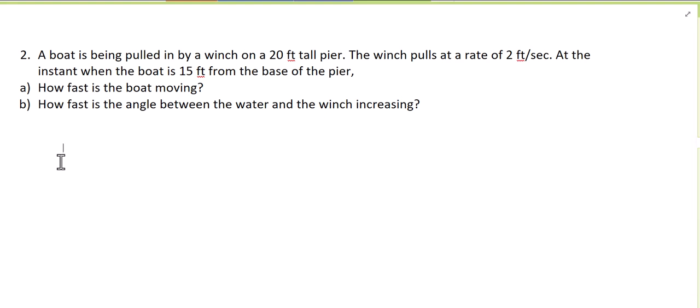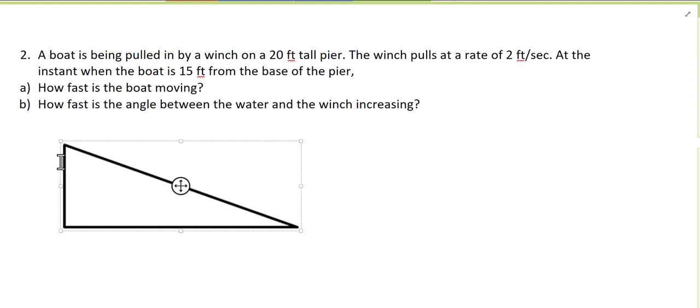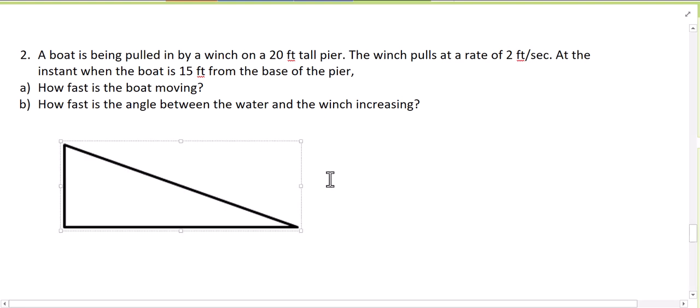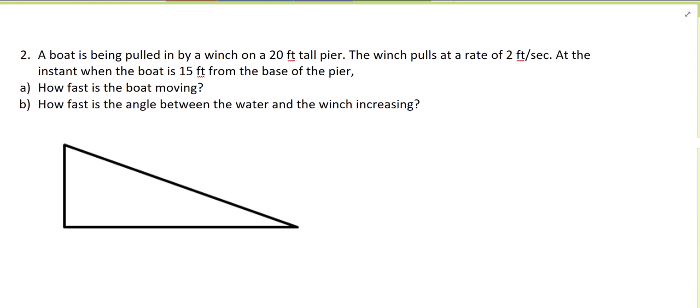So the winch is, I assume, at the top of the pier. So you have that height, and then the winch is pulling a boat that is somewhere far out in the water, and so it looks like we're going to have a triangle. And so let's label the things that are changing. First of all, the pier is 20 feet tall, so let's put that in here. So that's the height, 20 feet, and this is not changing, right? The pier doesn't change in height.